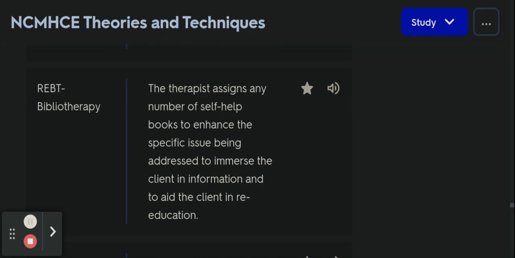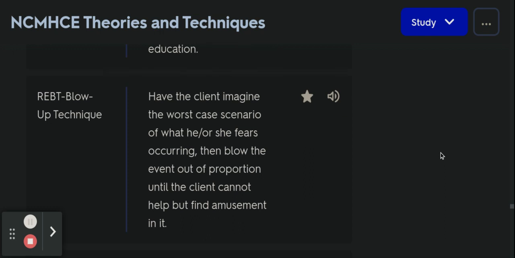REBT: bibliotherapy. The therapist assigns any number of self-help books that address specific issues, to immerse the client in information and to aid the client in re-education.